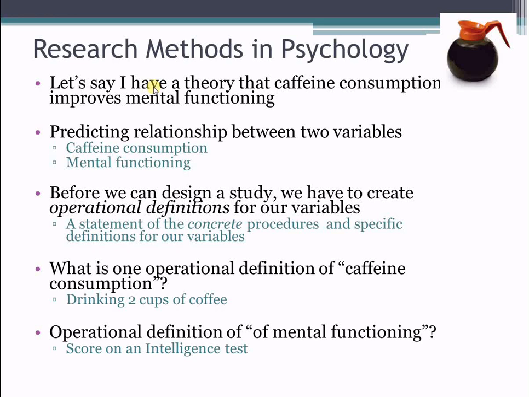So we can operationally define caffeine consumption as drinking 2 cups of coffee. An operational definition of mental functioning might be a score on an intelligence test. Let's say I've got this short intelligence test. It measures abstract reasoning, and this is how we're going to operationally define mental functioning. Right? The important piece here about operational definition is that we're taking these sort of abstract ideas and we're turning them into specific, concrete procedures, right? Caffeine consumption could be a lot of things, but by operationally defining it, we're saying specifically for this study, caffeine consumption is drinking 2 cups of coffee.